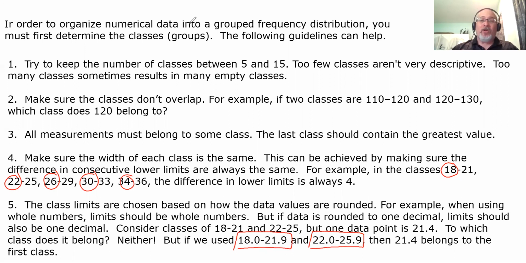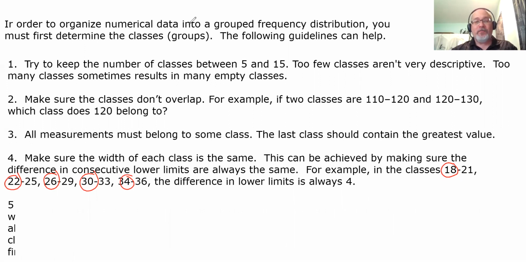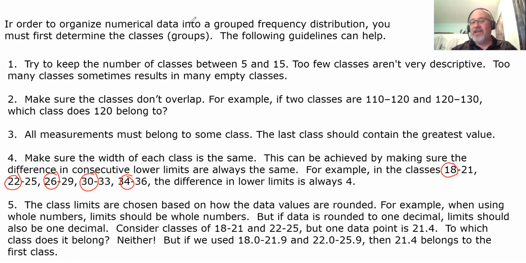So just the rule of thumb, your class limit should have the same number of decimal places as the data points that you're organizing. Not sure what happened there. Actually, I am. All right, so we're going to take a look at an example.